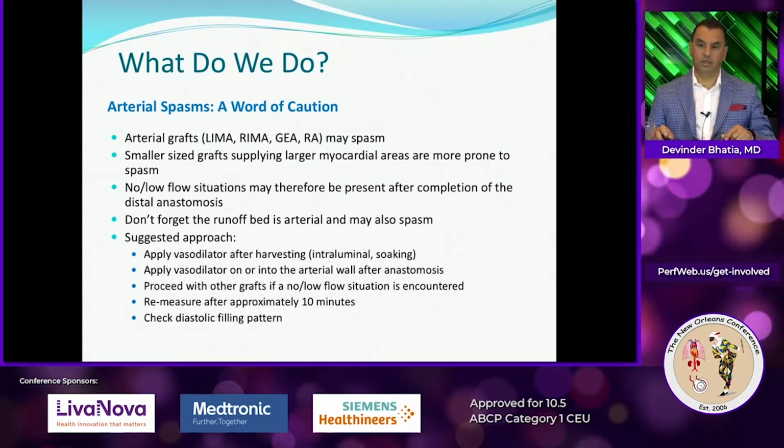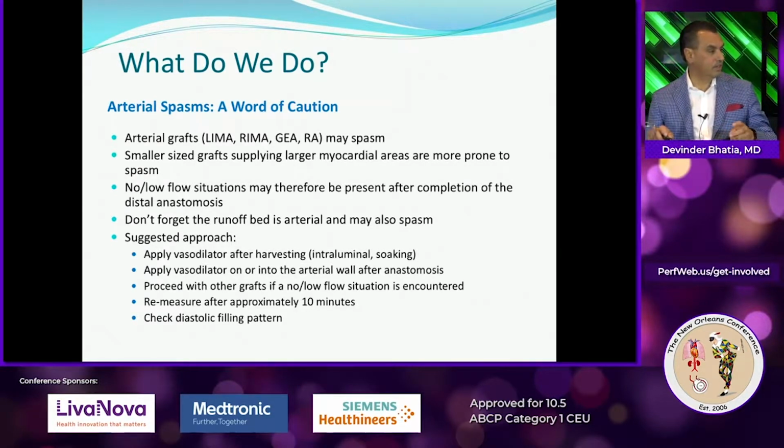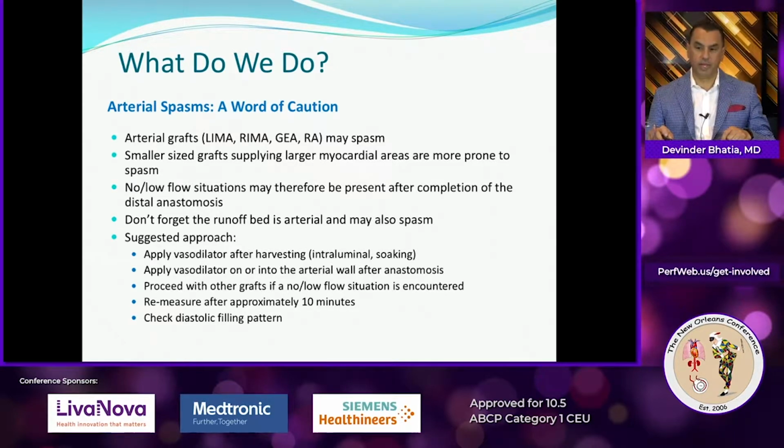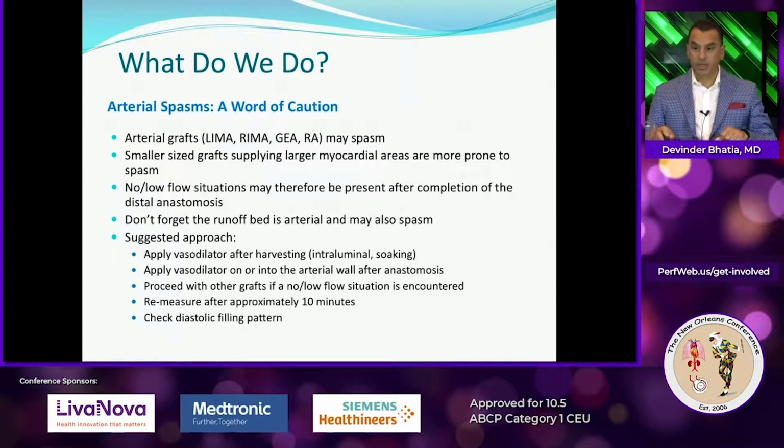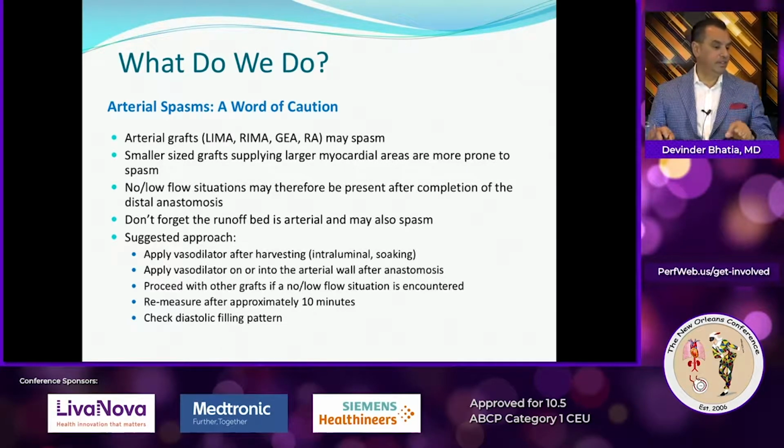So again, approaches are to apply the vasodilator after harvesting, which I do 100%. We inject the mammary artery with either papaverine or verapamil, and we soak it in a sponge that has verapamil and papaverine on the sponge itself. And we let that sit for 30, 40 minutes before we're ready to use it. And so that vessel is quite dilated by the time we're ready. Remeasure after you have given the vasodilator in whatever way you're going to do it. Sit tight for 10 minutes and then remeasure.